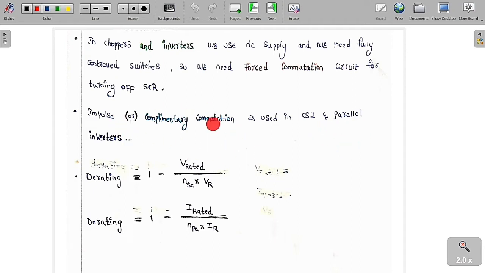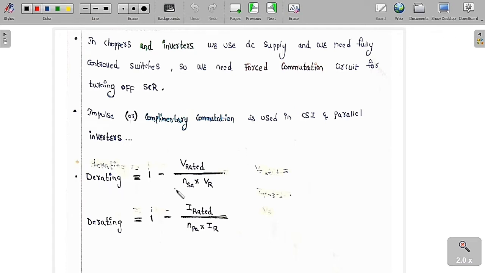So this type of impulse or complementary commutation is mostly preferred in current source inverters and parallel inverters. In these inverters, we use this commutation in order to turn off the SCRs or thyristors. Therefore, impulse or complementary commutation is preferred in current source inverters and parallel inverters to turn off the thyristors.